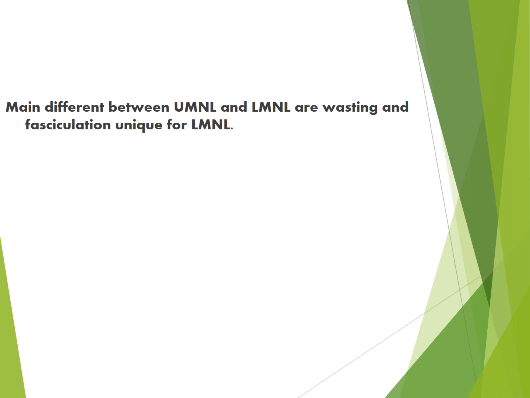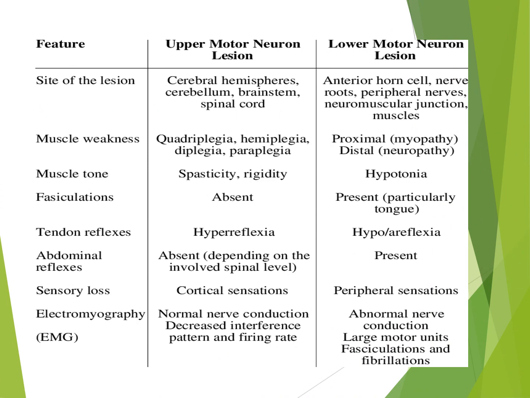The main differential between the upper and lower motor neuron lesion: wasting and fasciculation are unique for lower motor neuron type, especially fasciculation. Wasting can occur even in the upper motor neuron type due to disuse atrophy, but fasciculation is pure lower motor neuron. This is a comparison between the upper and lower motor neuron lesion.